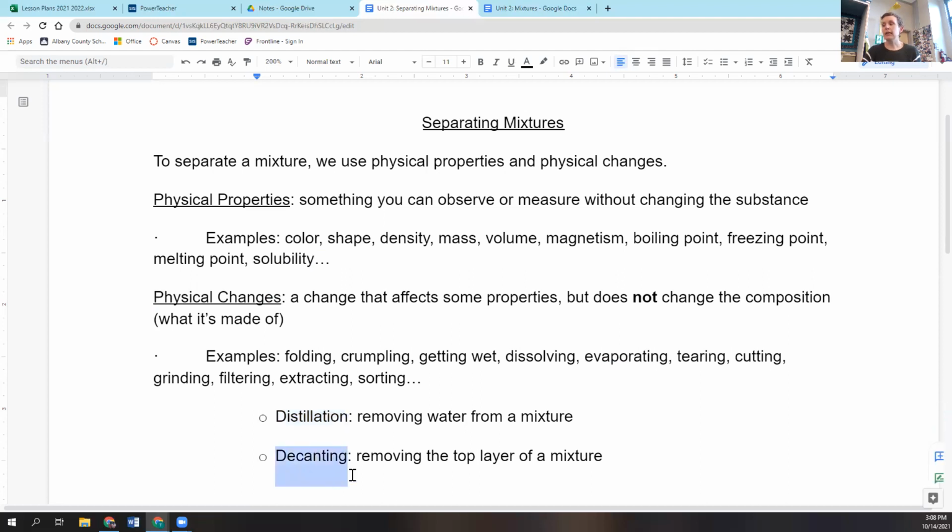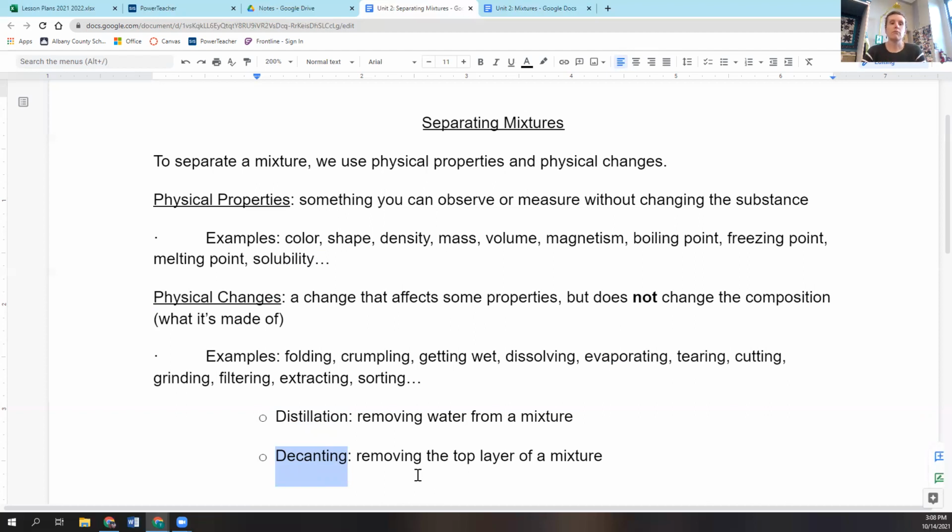All right, decanting. Decanting is removing the top layer of a mixture. So if you are one of those people who likes to take your cupcake and eat the frosting right off the top before you eat the cupcake, technically you're decanting the cupcake. You're decanting the frosting from the cupcake, okay? Or if you eat the whipped cream off of the top of your coffee drink before you drink the coffee drink, or the milkshake or whatever you have whipped cream on top of, that's decanting a mixture.